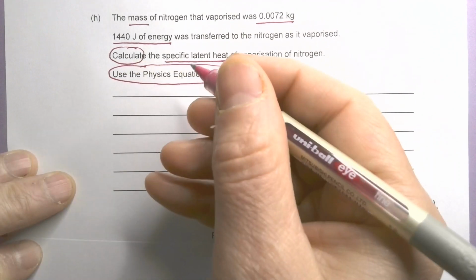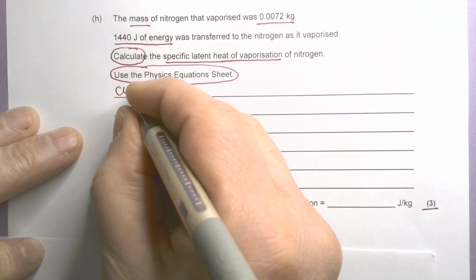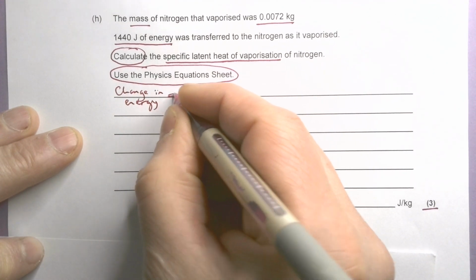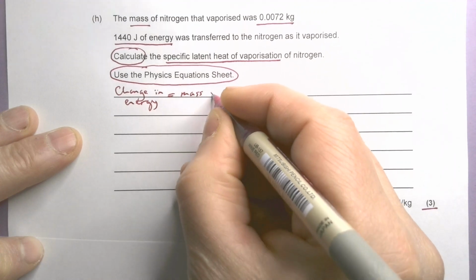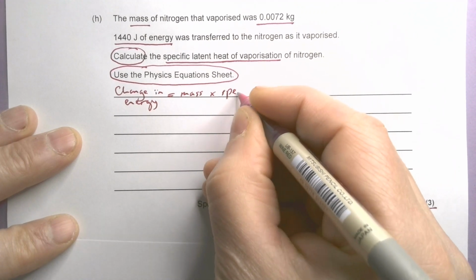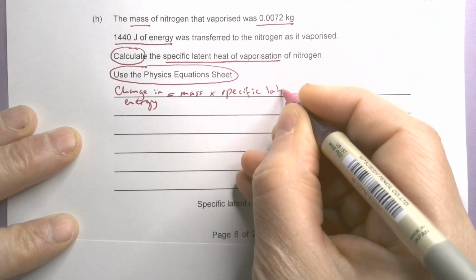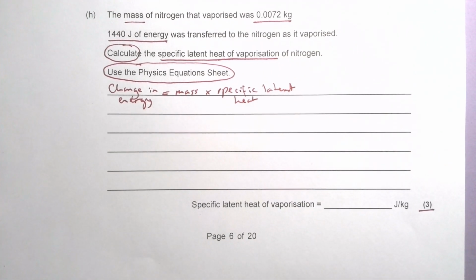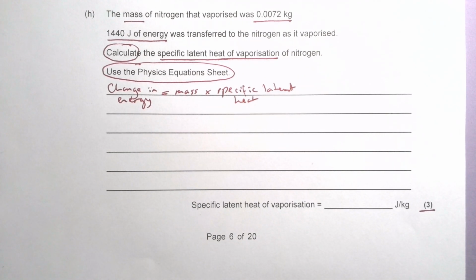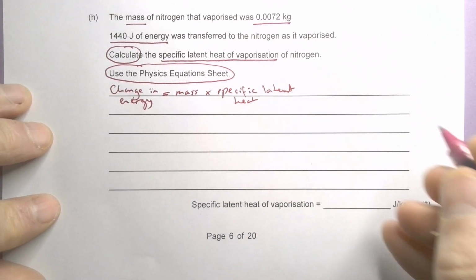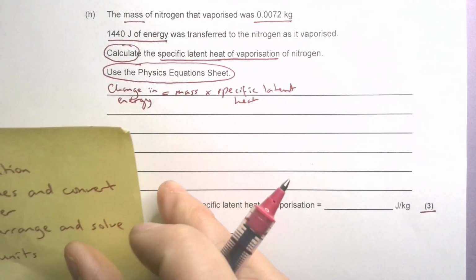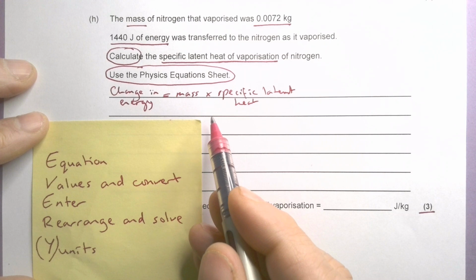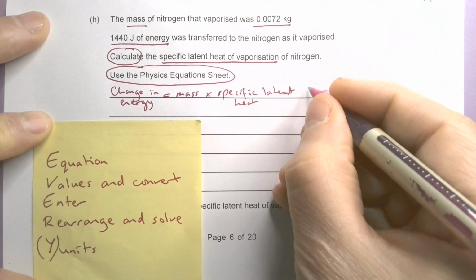So we've got thermal energy, so change in energy equals mass times specific latent heat. Okay, so that's the equation that you would be given if you were doing combined science. Even though you don't need to know this equation for combined science, you still may be given it and then expected to use it. So I've got the equation. I'm going to write down my values.